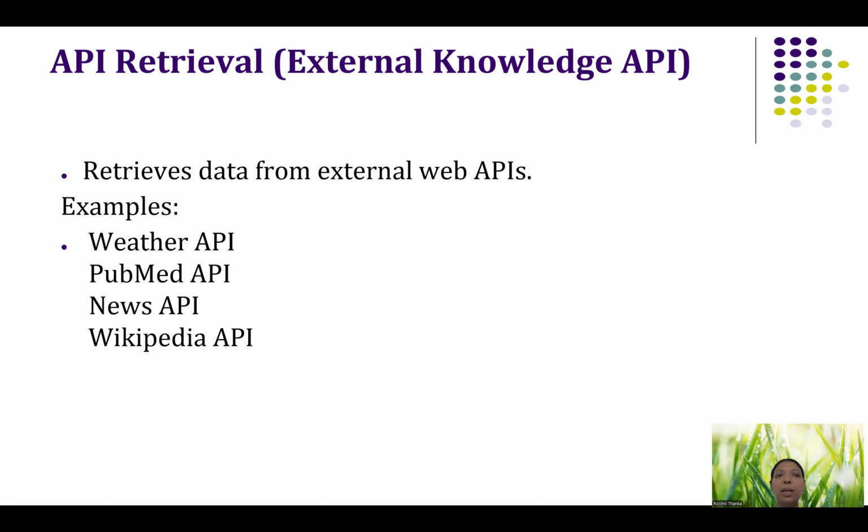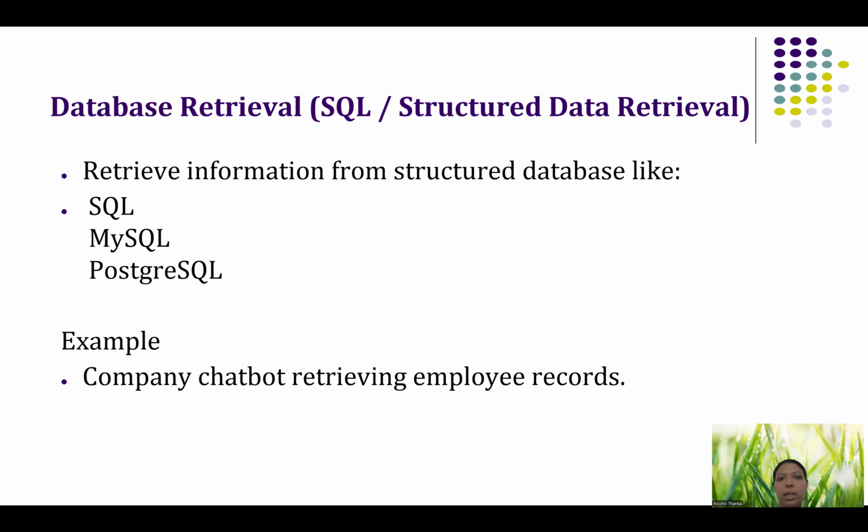And we have many API retrievers also. So the API based. Whenever we want some weather information, we can use a weather API; we can use a PubMed API; we can use a news API if we want the latest news. Whenever we want a knowledge base from Wikipedia, we can go for the Wikipedia API. Similarly, we can get the relevant information.